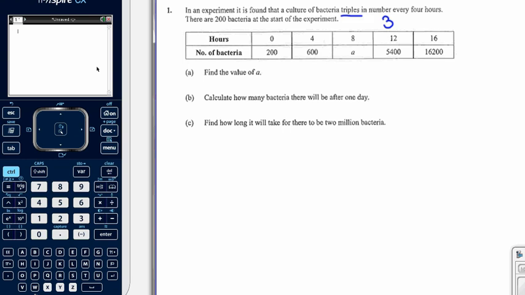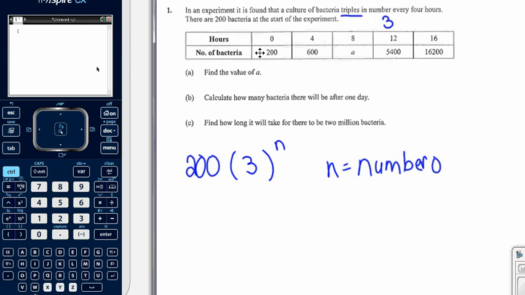So there are 200 bacteria at the start of this experiment, so our initial value that we're dealing with is 200. And the number of bacteria triples every 4 hours. So we'll say n is the number of sets of 4 hours. Okay, so we want to find the value of a here in this chart.